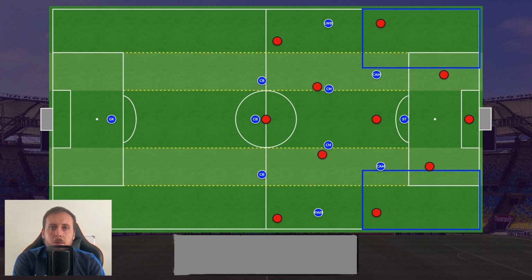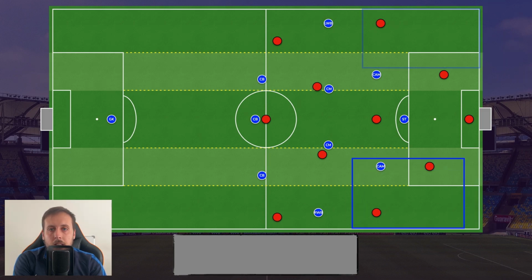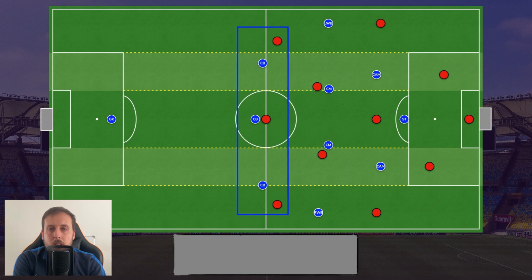In order to use the wing backs within the press when using the 3-4-3 formation, we need them to start slightly higher up the pitch. And this does leave our three central defenders in a situation where they might be in a 3v3 if we're up against a 4-3-3, for example. And this 3v3 situation is something that we need to be incredibly aware of.